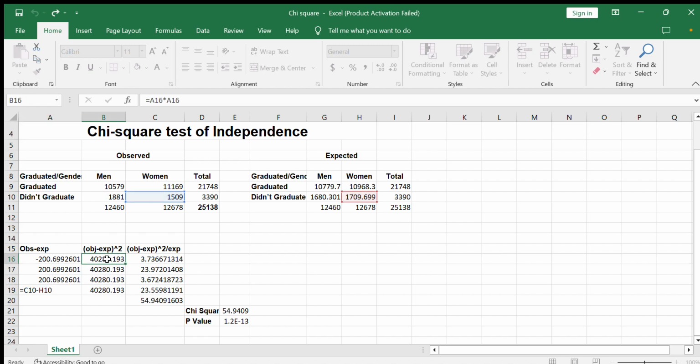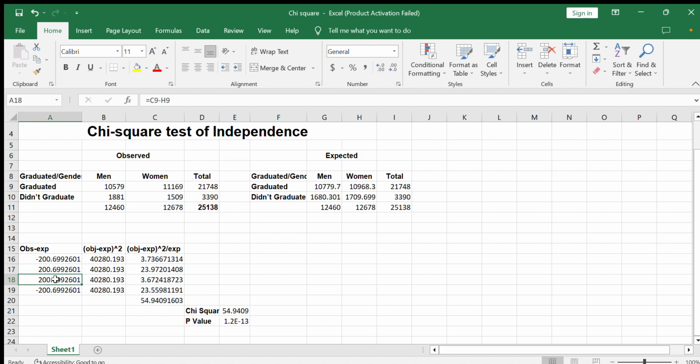Now the values in this column are the squares of the observed minus expected values. These subtractions you just did, you just square those values. The square of this gives you this. If you square this, you get this. If you square this, you will get this.